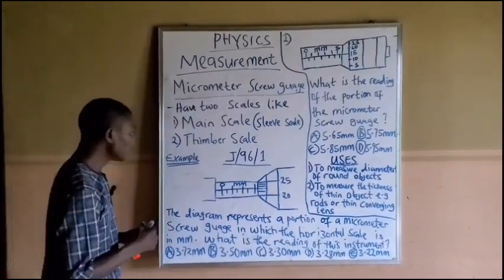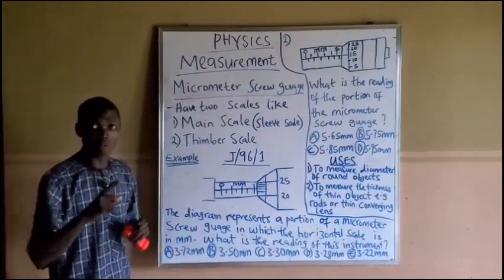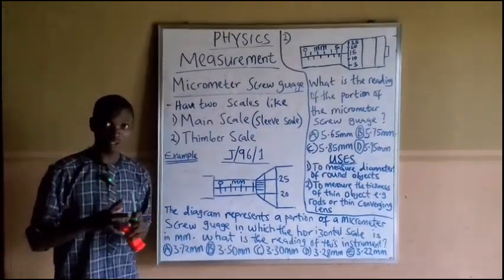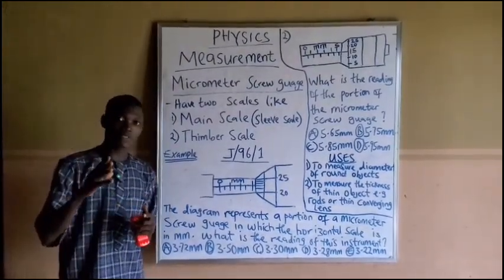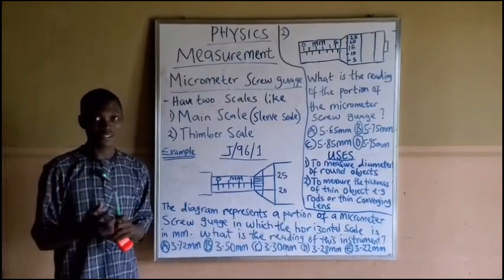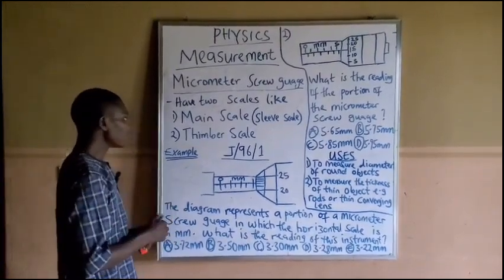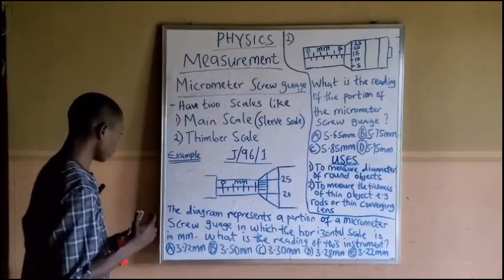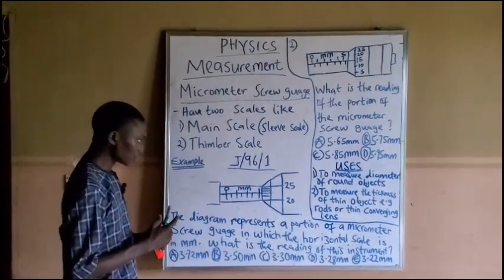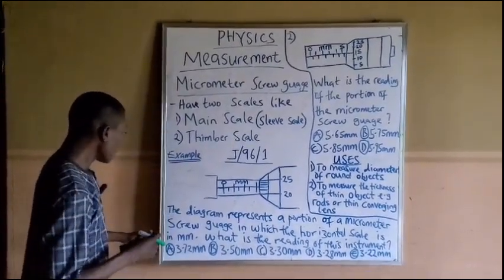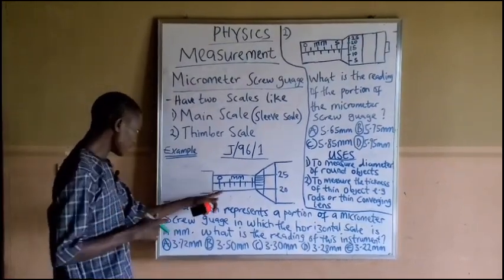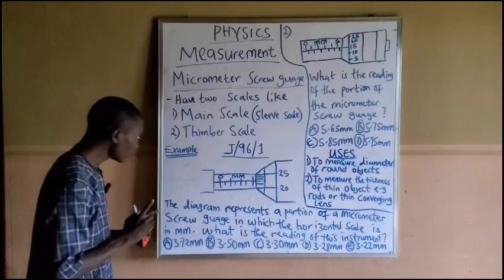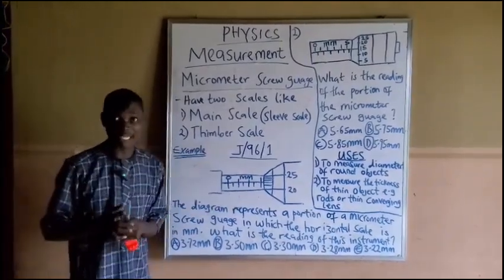Before I read it: at the end of this video, I will show you one or two questions for you to attempt and drop your answers in the comments below. The question says the diagram represents a portion of a micrometer screw gauge in which the horizontal scale is in millimeters. What is the reading of this micrometer screw gauge?